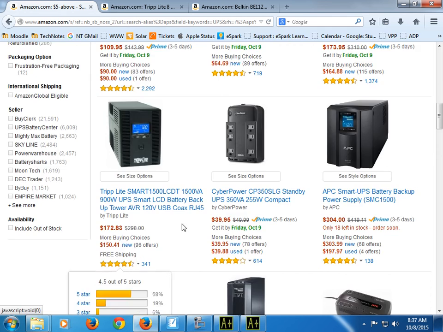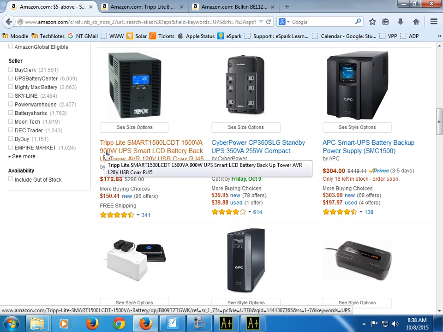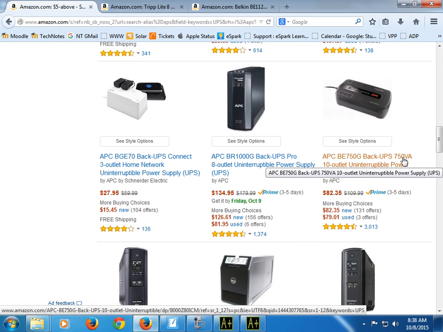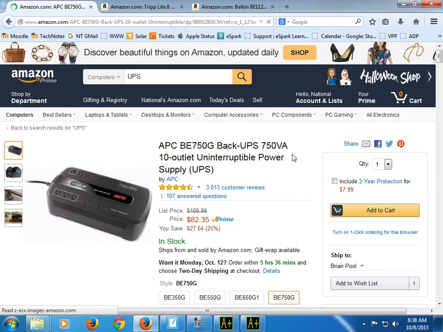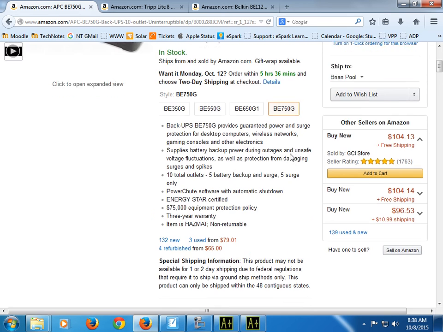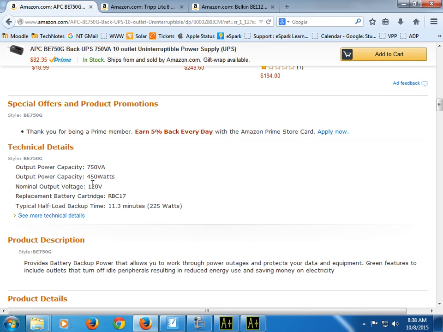So those are the numbers that we look at. We look at the wattage to make sure it can run whatever is plugged into it, and then we look at the volt amps to see how long it will run what's plugged into it, okay? So the higher volt amp rating equates to higher cost. You can see this little plug-in one only has 750 volt amps, and I don't even know what the wattage is on that one. Let's see if it even says. There we go, 450 watts.